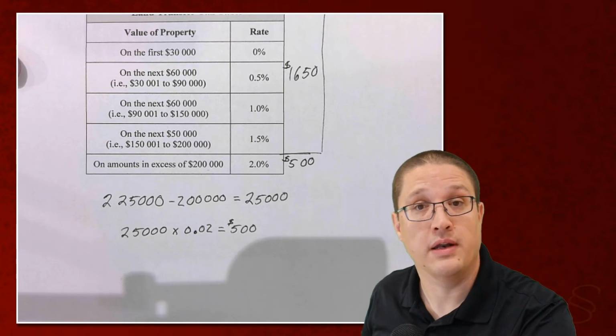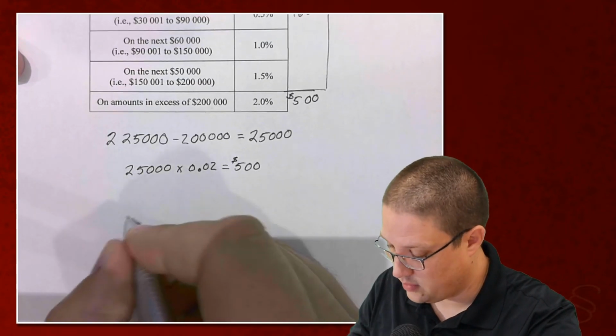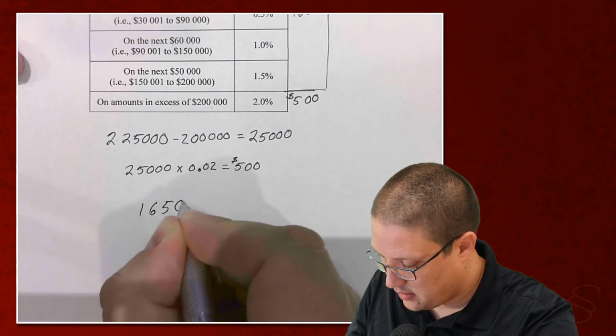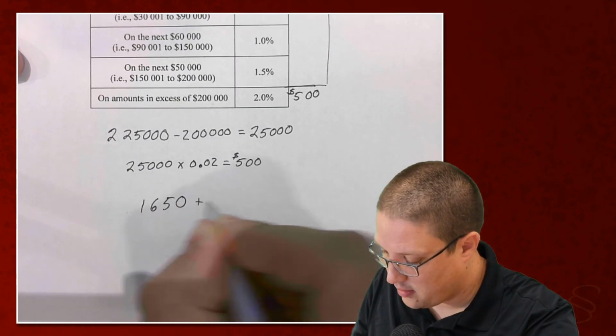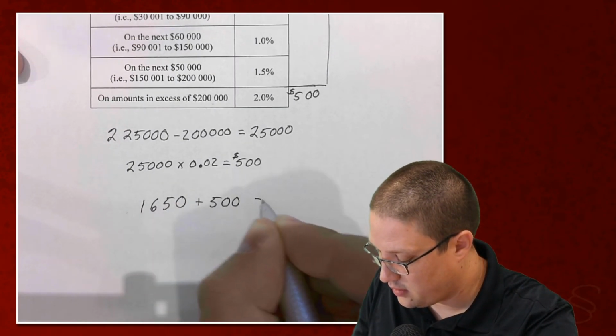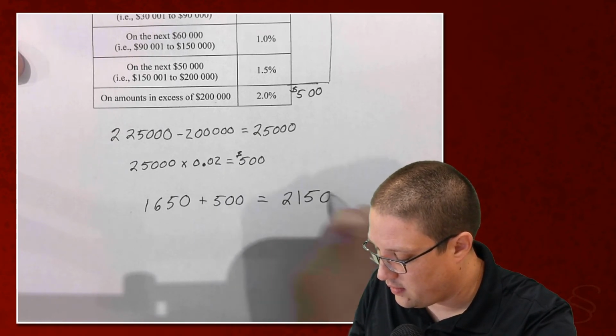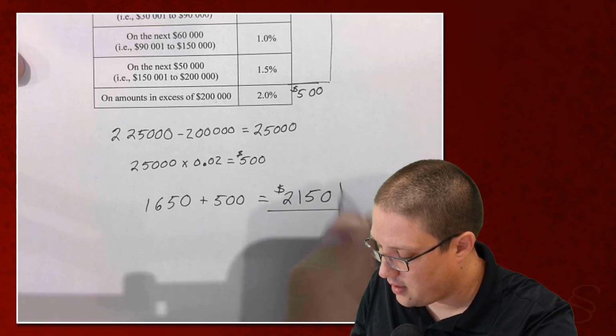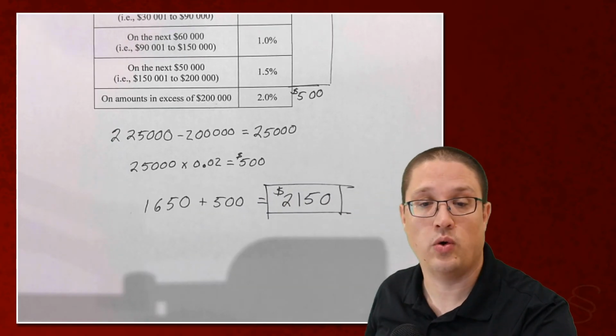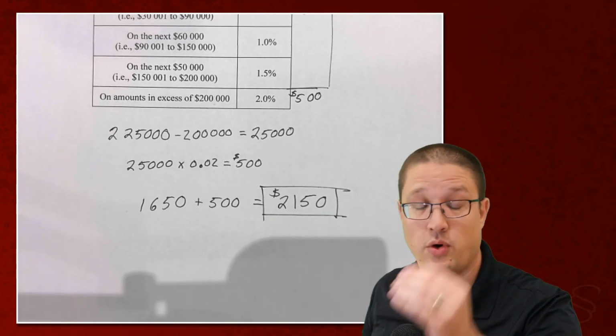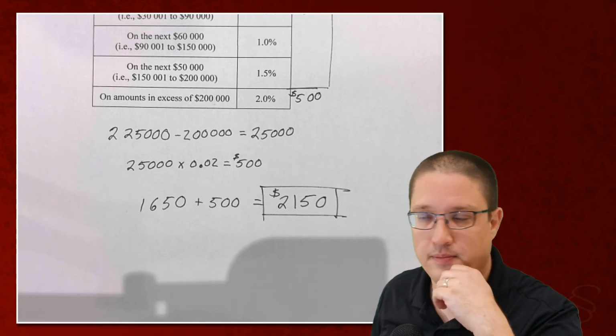How much does she pay in total? Well, we just add those together. 1,650 plus 500 works out to $2,150. And there is her total land transfer tax bill.